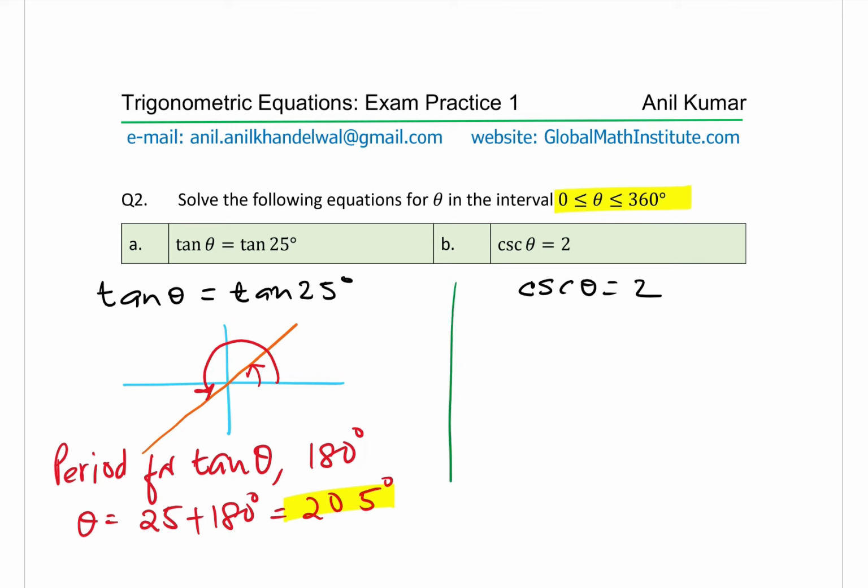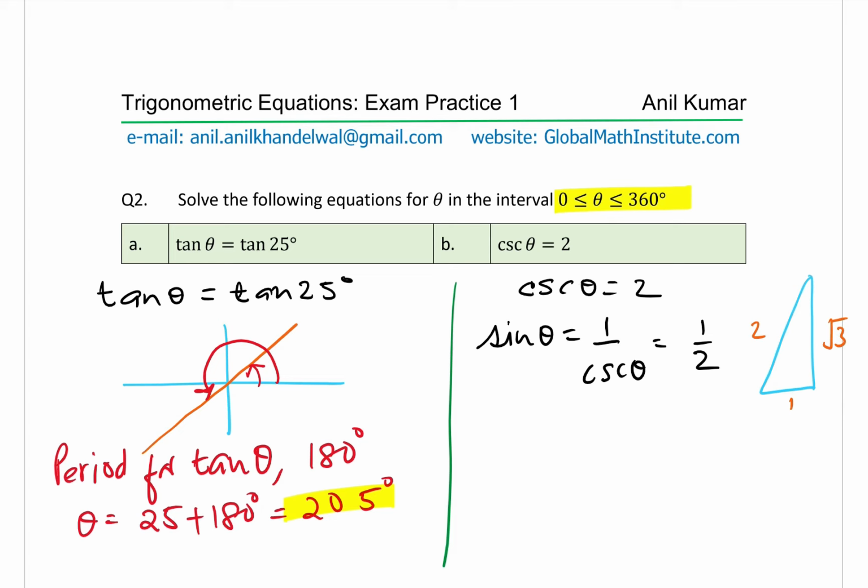Correct? The next question is cosecant theta equals 2. Whenever you get a reciprocal identity, it's good to write in sine and cosine. So cosecant theta is 2, that means sine theta will be 1 over cosecant theta, which is 1 over 2. 1 over 2 reminds us of the 30, 60, 90 triangle. In a 30, 60, 90 triangle, the sides are 1, 2 and square root 3.